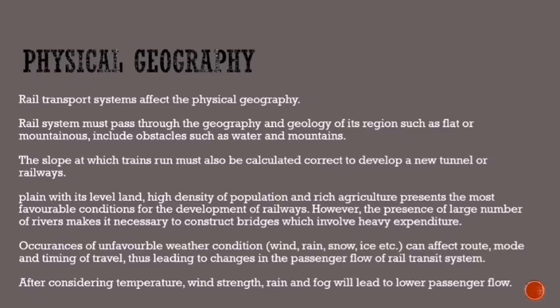Occurrence of unfavorable weather conditions, which are wind, rain, snow, and ice, can affect route, mood, and timing of travel, thus leading to changes in the passenger flow of the rail transit system. Considering temperature, wind strength, rain, and fog will lead to lower passenger flow.